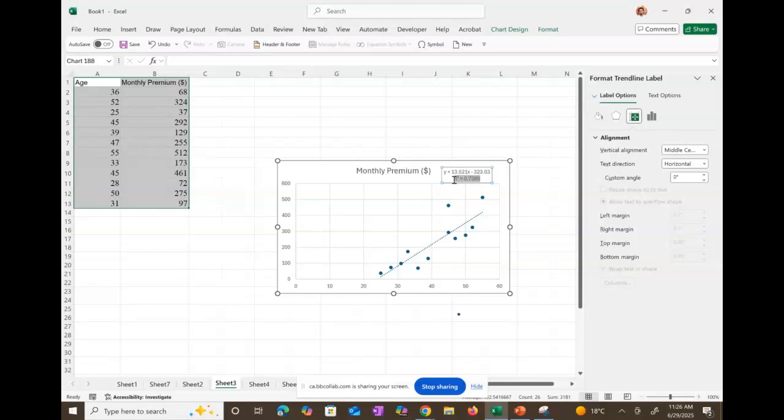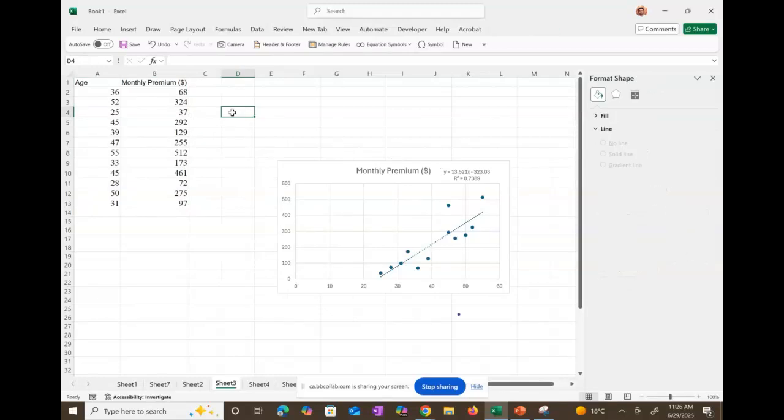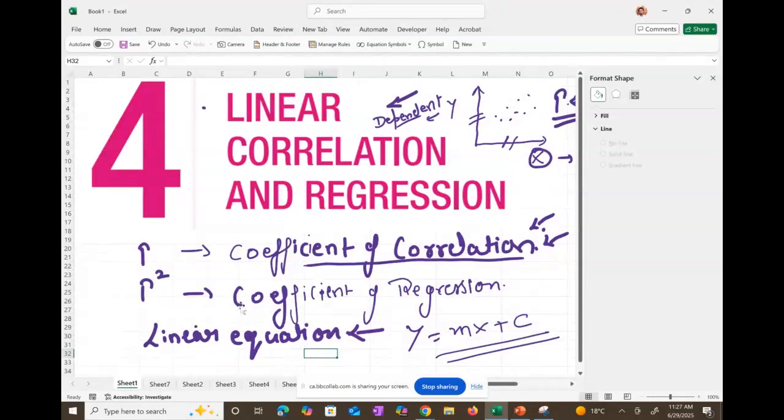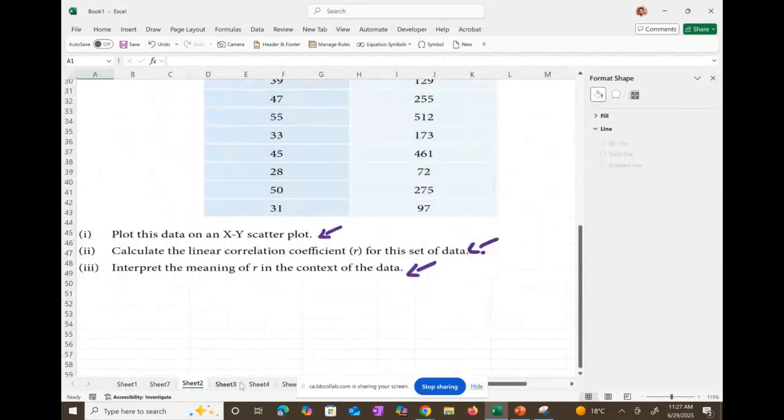But now I have an R square value. Notice this is not the R value. This is an R square value. So I will write it as R square, R to the power of 2. The R square is also called the coefficient of determination. I can show you here. That is this thing which we'll talk about in the next video too.